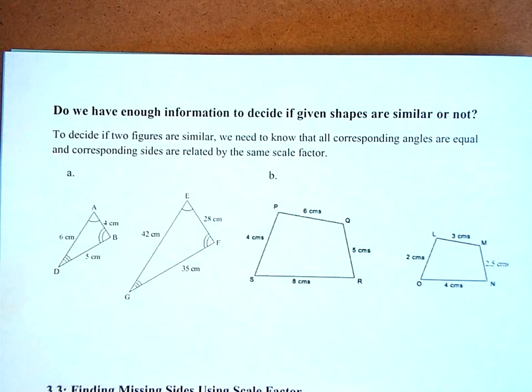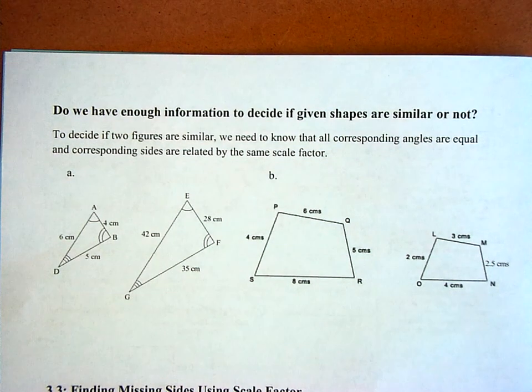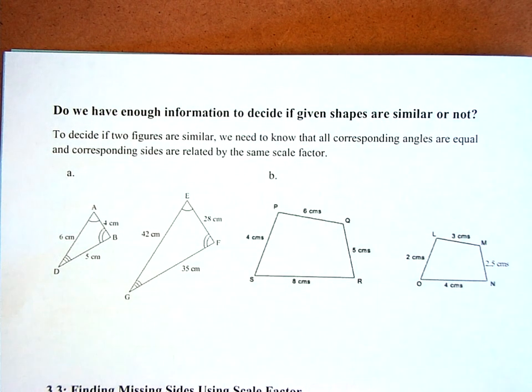Sometimes we are not sure if two shapes are similar or not, or we are not given the fact that they might be similar. So what happens? How do we decide if we have enough information about two shapes to make a judgment if they are similar or not? It could happen that they absolutely look like they have the same shape, but is that enough?